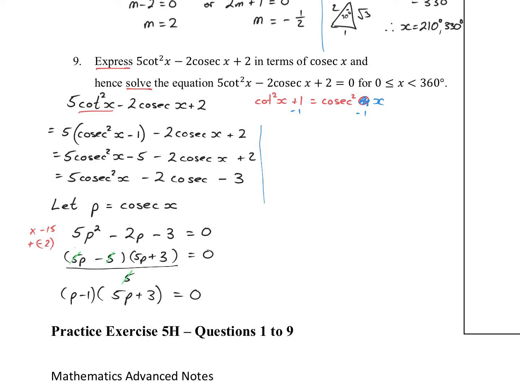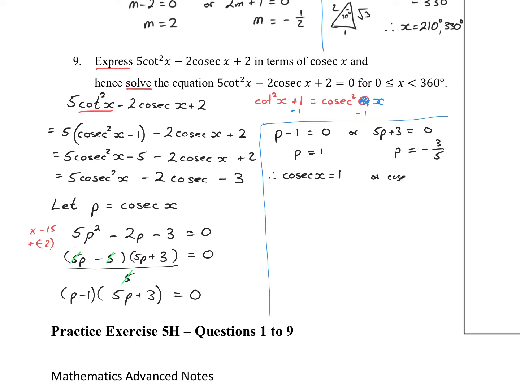All right, haven't finished yet. Therefore p minus 1 equals 0, or 5p plus 3 equals 0. So p equals 1, or p equals negative 3 over 5. I've taken away the 3 and divided by 5. Because remember we let p equal cosec x, now we can say cosec x equals 1, or cosec x equals negative 3 over 5.